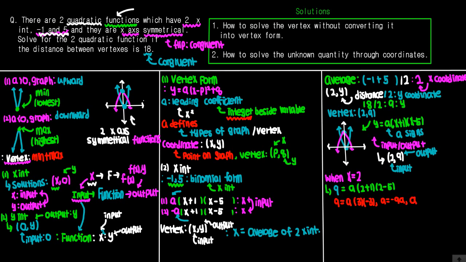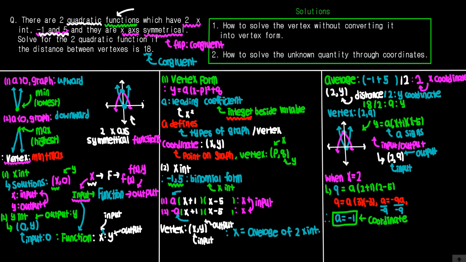So all we have to do now is divide both sides by negative 9 in order to isolate our a term. We get a is equal to negative 1. This is our a value, found through our input and our output. In order to solve for this, all we needed was the coordinate, so that we could use the input and output values. But we're not done yet.